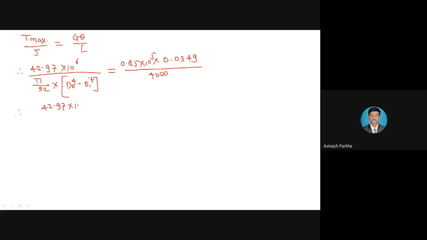42.97 into 10 raised to 6 into 32, I will take at the numerator side, divided by this pi as it is in bracket, do raised to 4. Again the relation is given in the form of di and do. How much? 0.375 into do raised to 4 bracket complete is equal to 0.85 into 10 raised to 5 into theta.